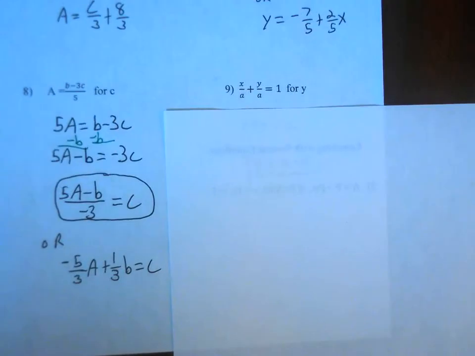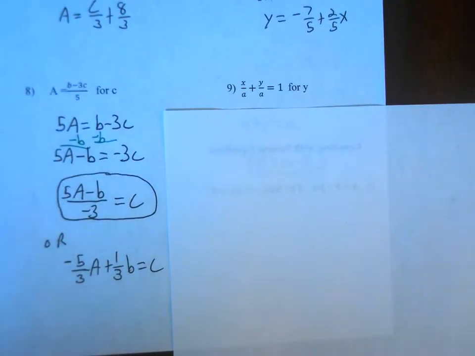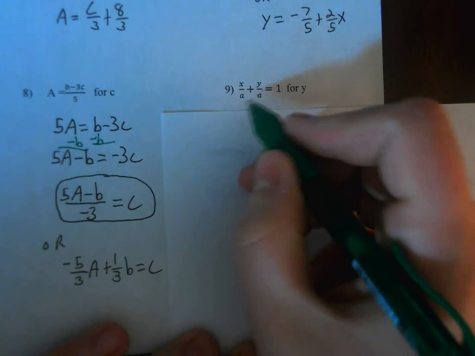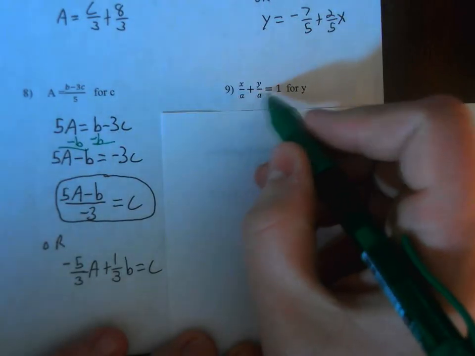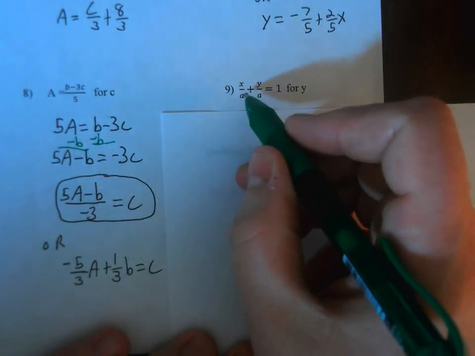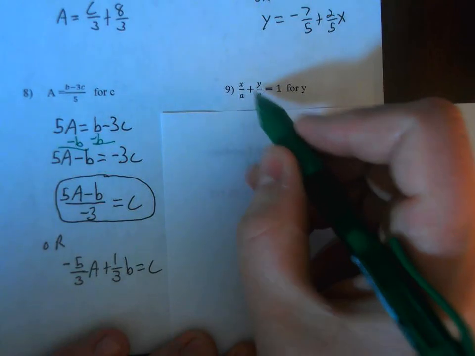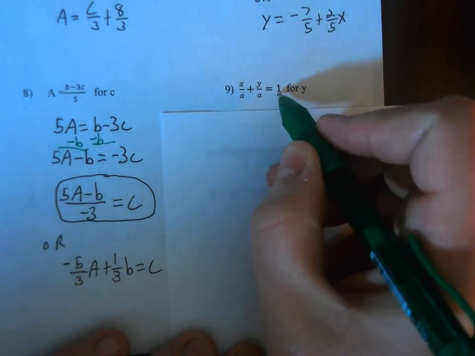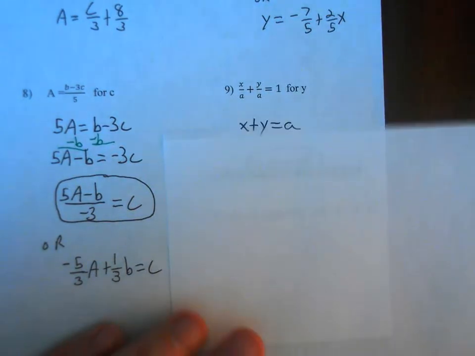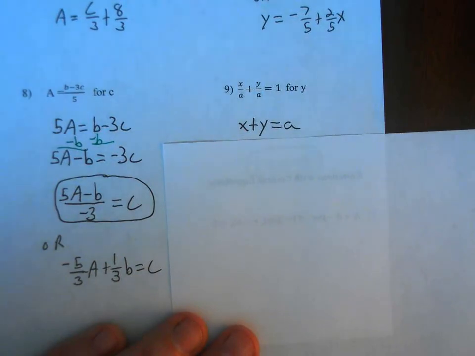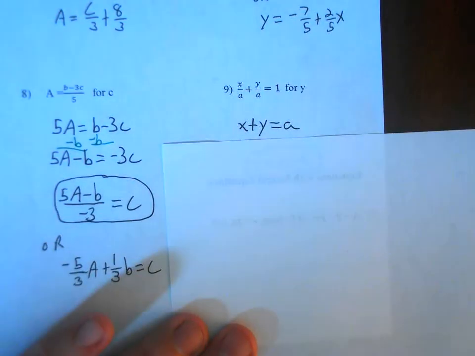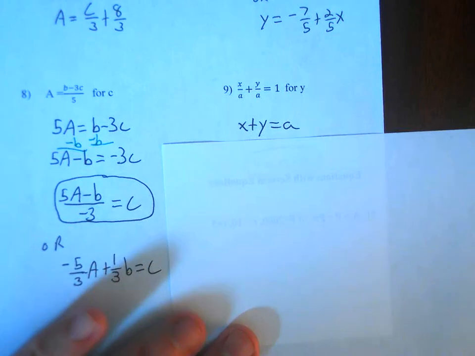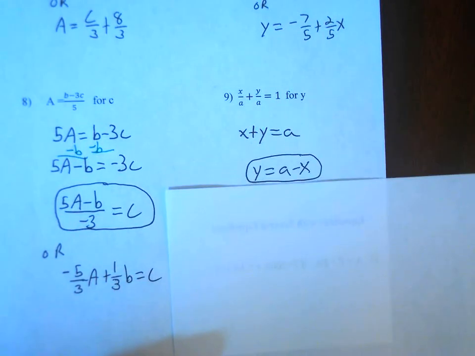Okay, number 9, you want to solve for y. So I suggest you clear the fractions by multiplying by a. And if you multiply by a, what happens is they cancel in the fractions here, and then you're left with 1 times a over here. So multiplying both sides by a gives you x plus y equals a. And then subtract the x to get y equals.